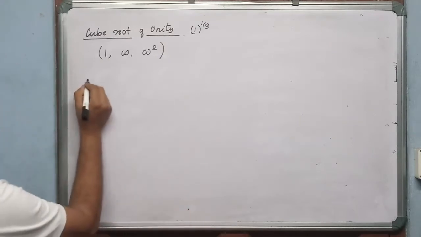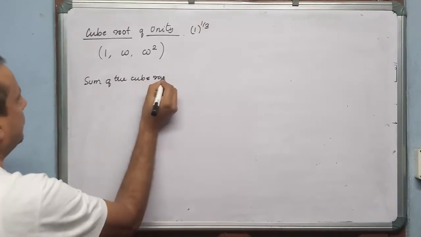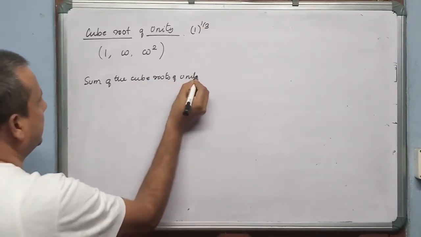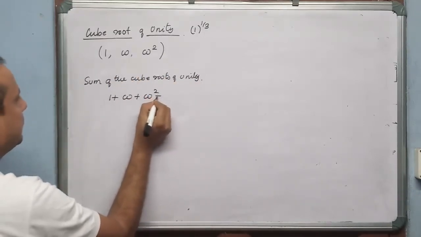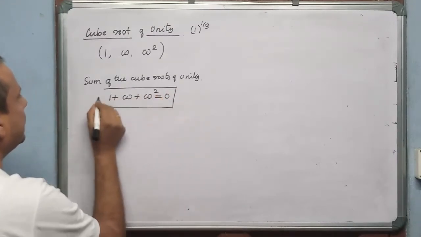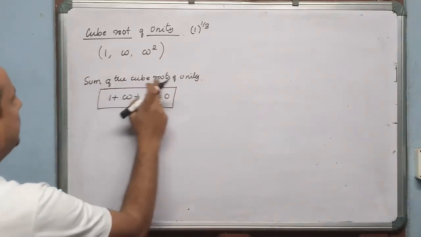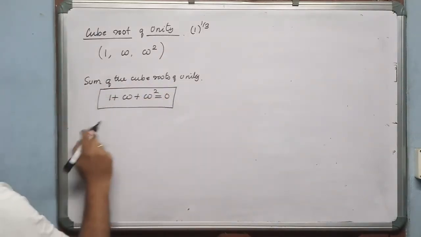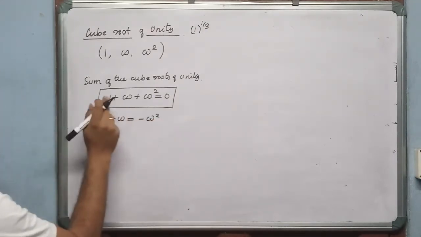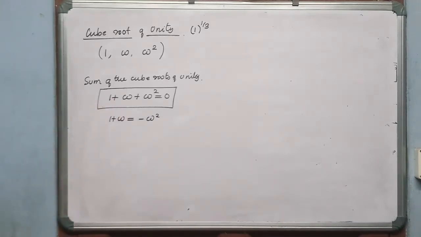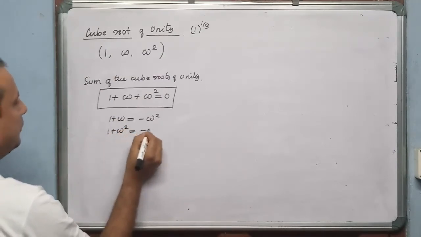And the sum of the cube roots of unity, that is 1 plus omega plus omega square, is always equal to 0. Sum of the cube roots of unity equals 0. Now from this we can calculate 1 plus omega is equal to minus omega square. You just have to remember this relation. 1 plus omega is equal to minus omega square, then 1 plus omega square is equal to minus omega.